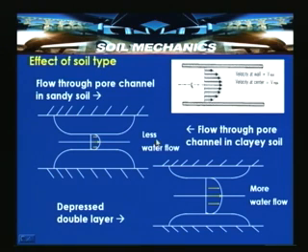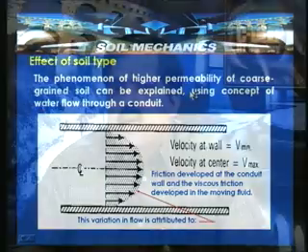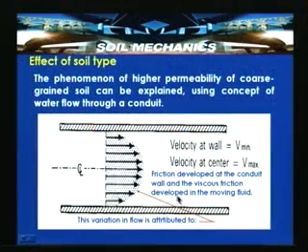The reasons we will discuss in the next slide, where we are trying to explain this particular phenomenon of having K for coarse grained soils through the concept of flow of water through a conduit. If you look into this, this particular distribution is attributed to friction developed at the conduit wall and the viscous friction developed in the moving fluid. Because of this, V occurs maximum here and minimum here. So, some energy is lost here.